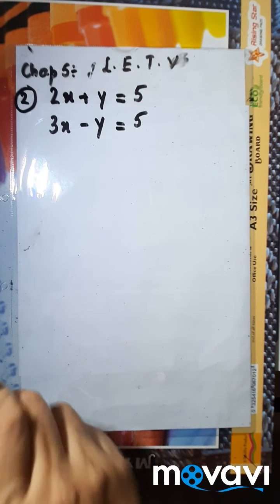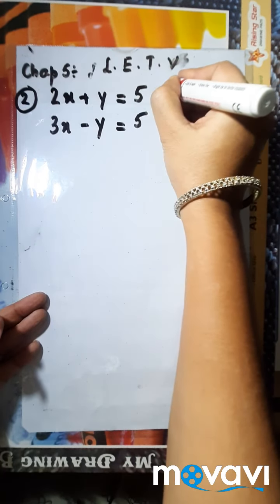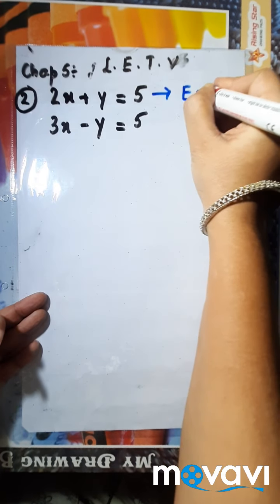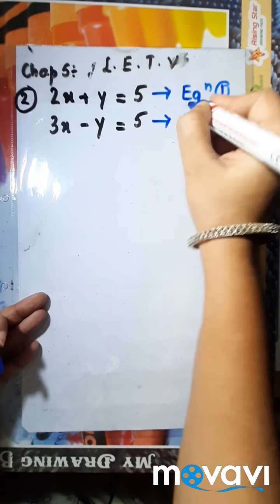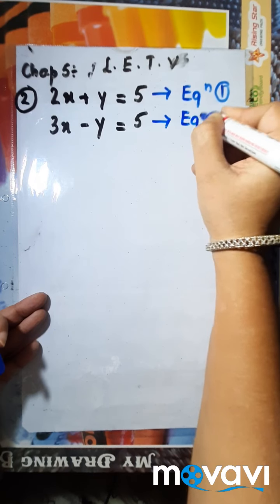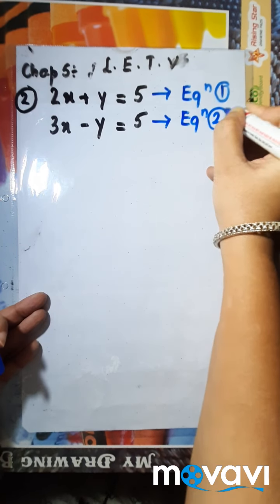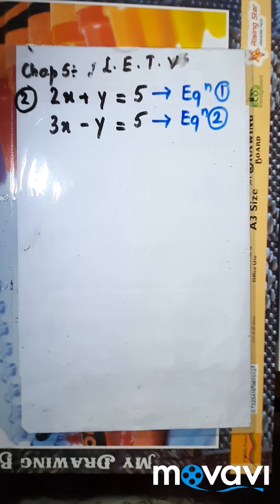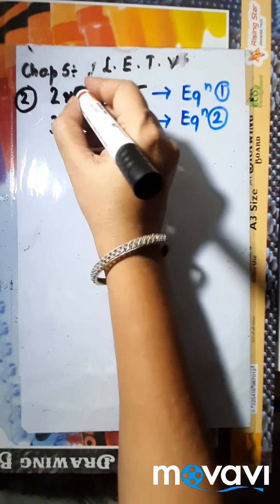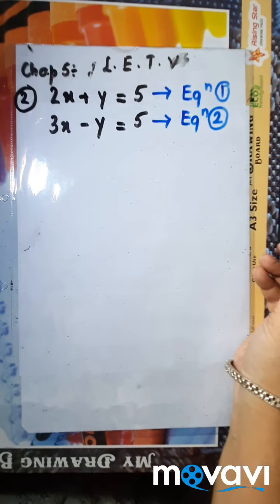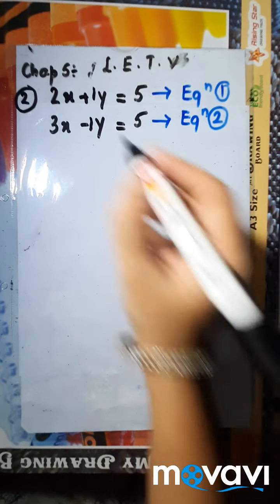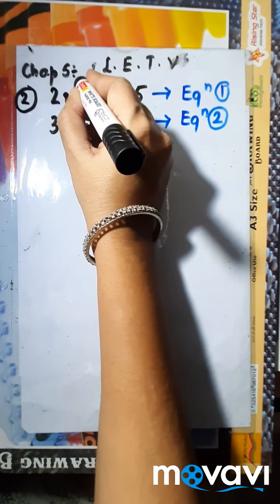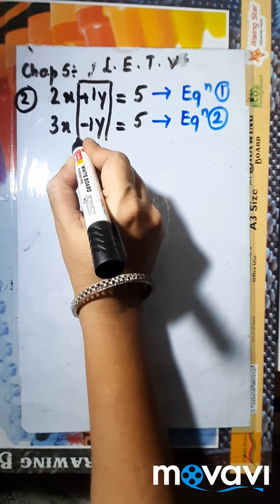You call this equation 1, and you call this equation 2. Now look at the coefficients, the number in front of it. 2 and 3. Is it the same? No. Look at the number here. 1 and 1. Is it the same? Yes. So now I'll put this in a box.